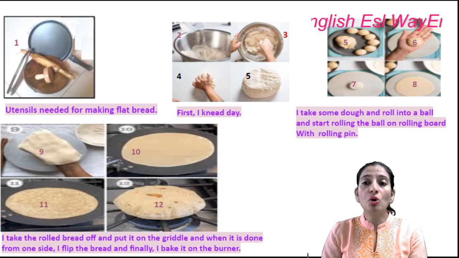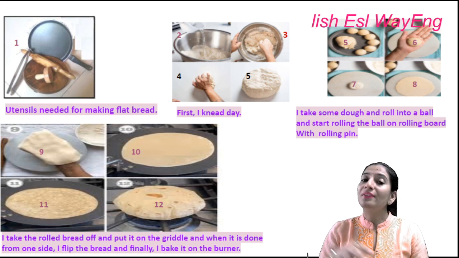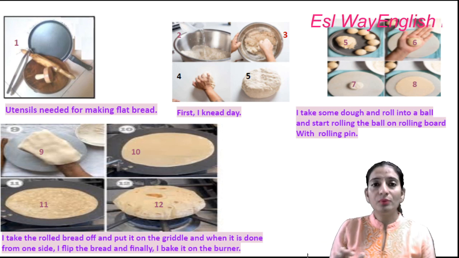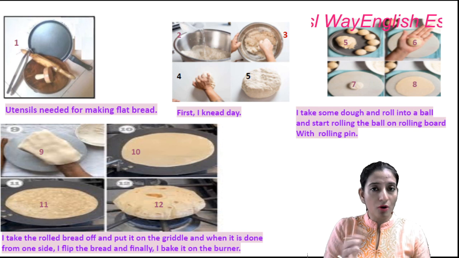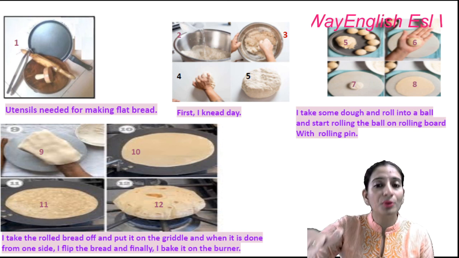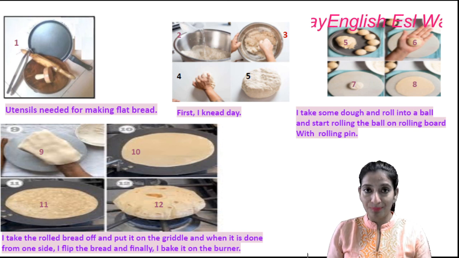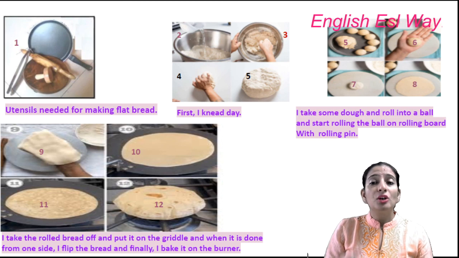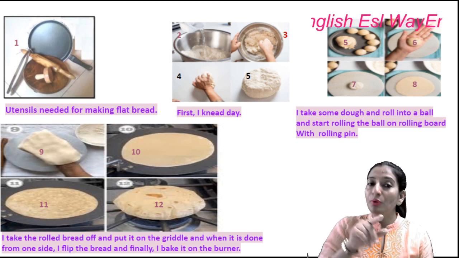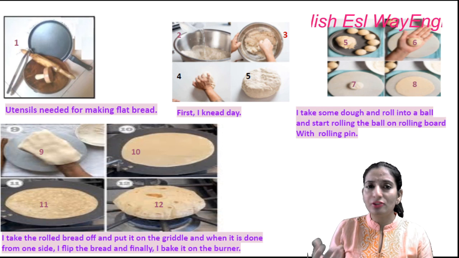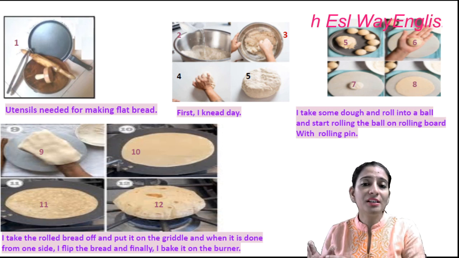And then you put it on a rolling board and then you roll it. Once you are done with that job, you take the rolled bread off the rolling board and you put it on the griddle as in picture number 10. And once it is done, you just flip it over with the help of flippers, or we call them tongs, and then you finally bake it on the burner.